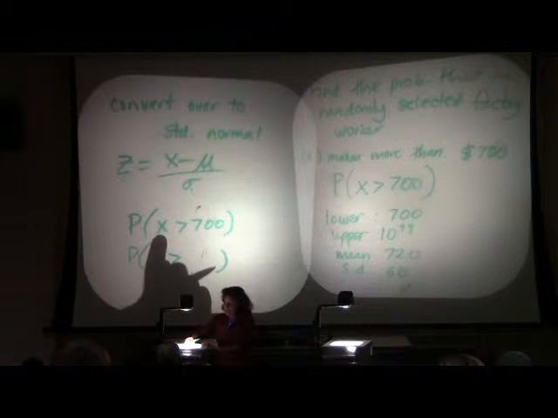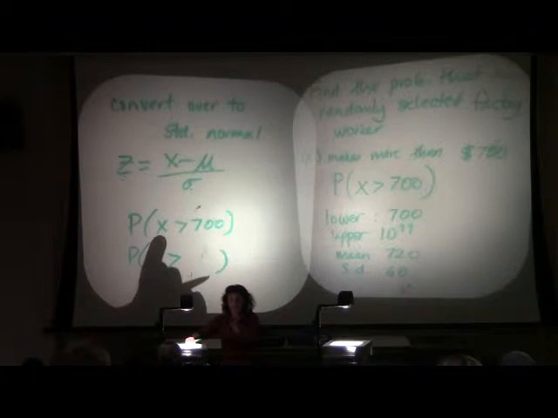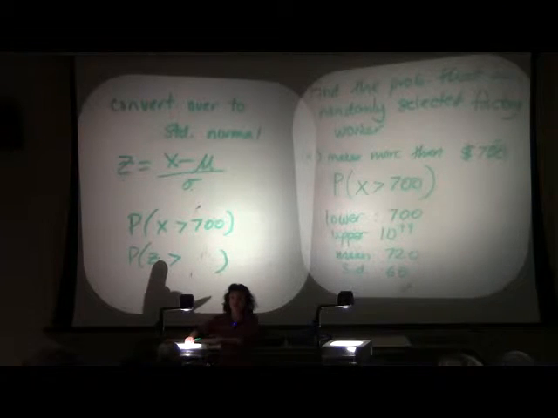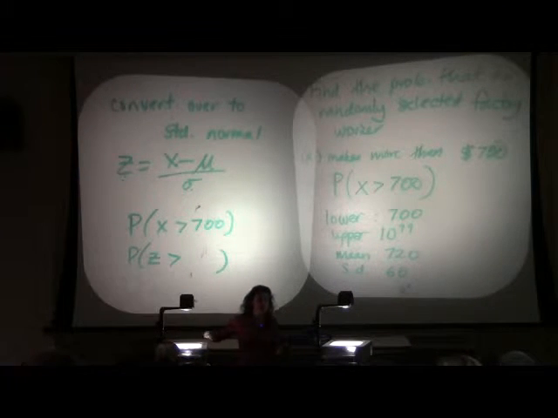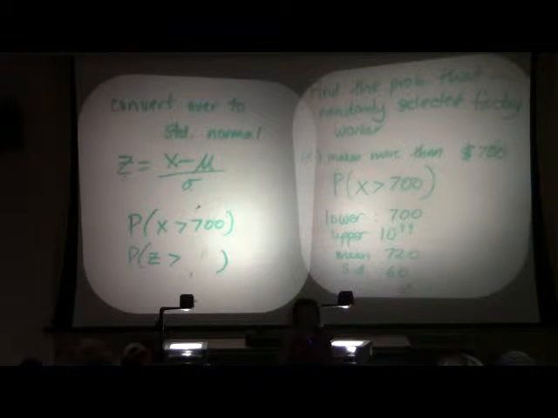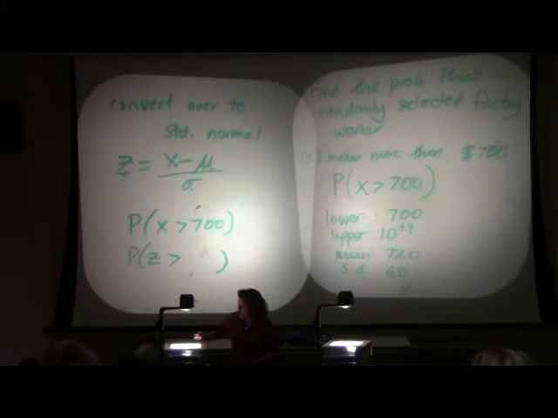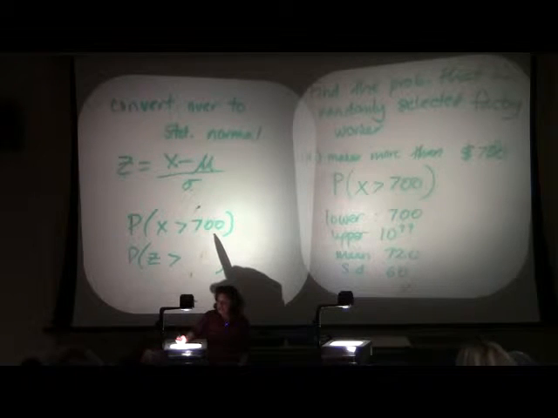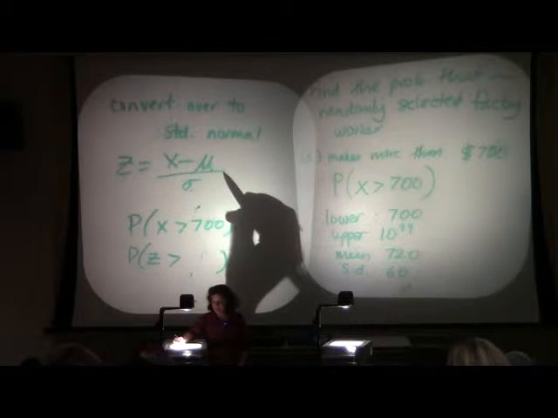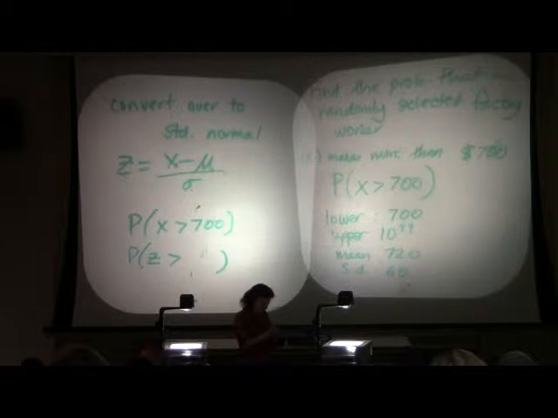Okay? In general, we use x when it's any normal distribution. I use z when it's a standard normal. You don't have to worry about the variables, but I just wanted to explain why I have that. So what I need to do is convert this over to the standard normal using this formula. Okay? How would I do that?